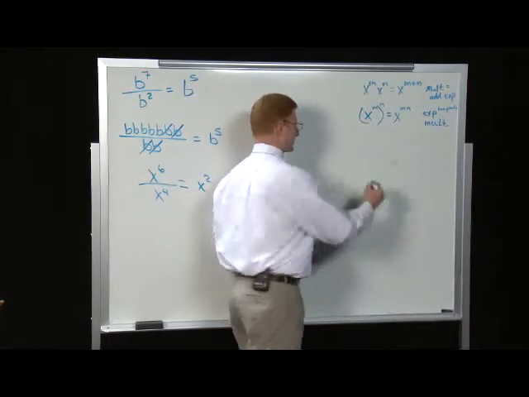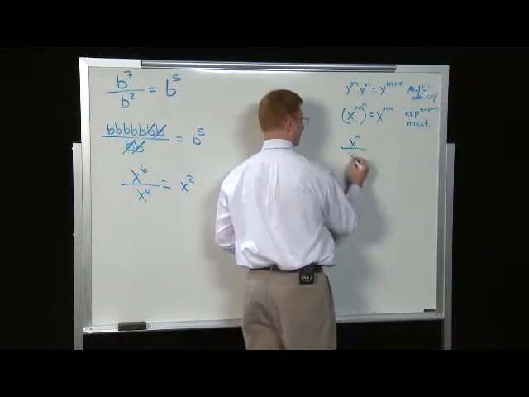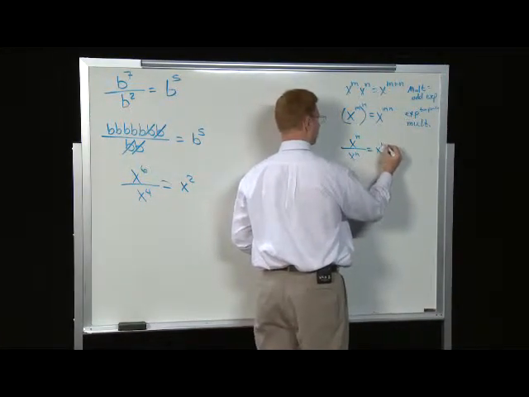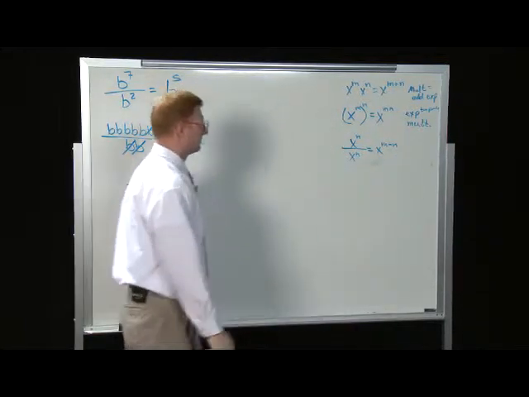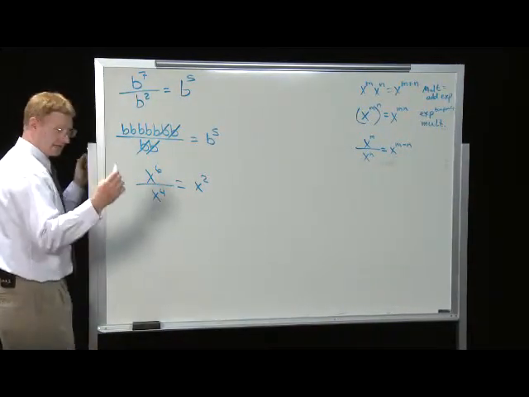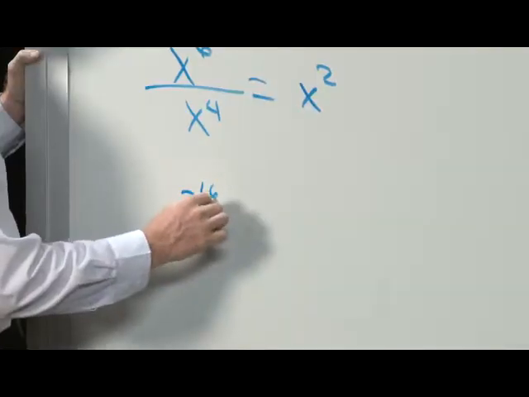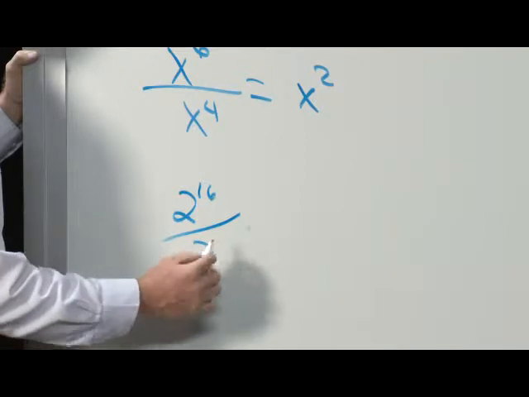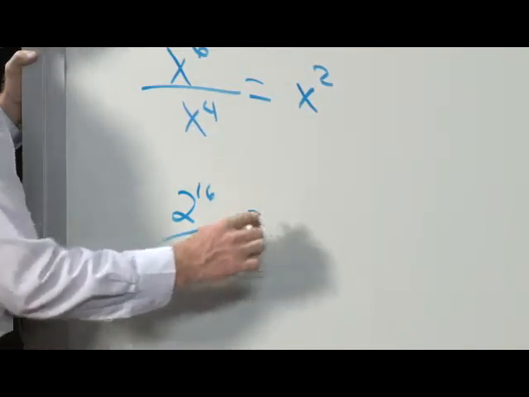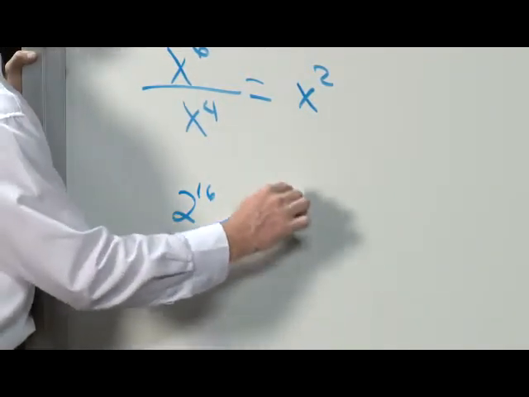If you go the other direction, there you go. So that becomes the rule. And you can try it again if you'd like. Take 2 to the 16th power and divide it by 2 to the 13th power. 16 minus 13 is 3.